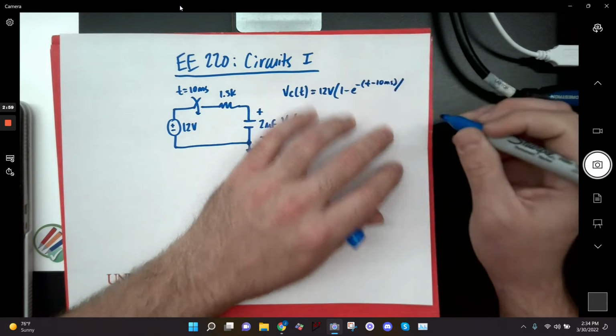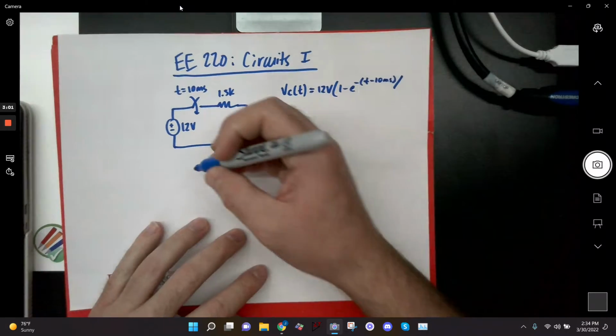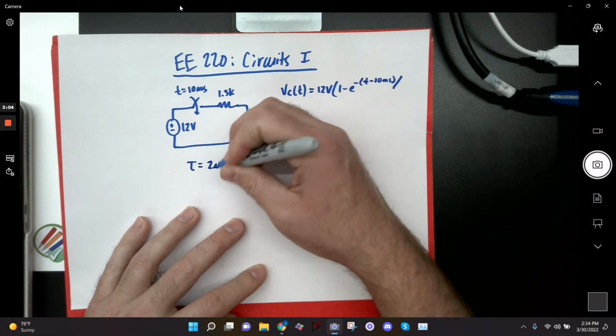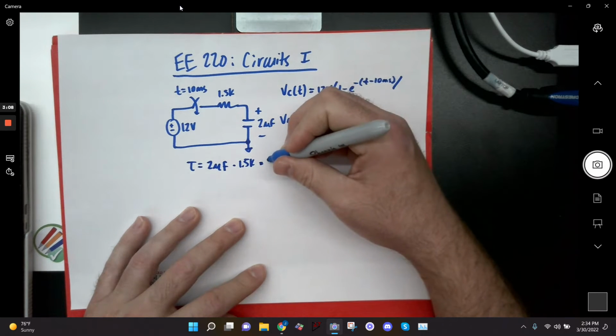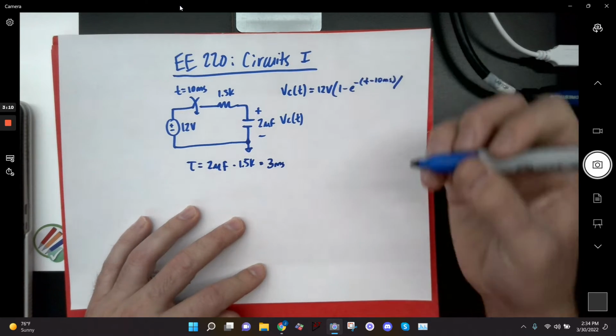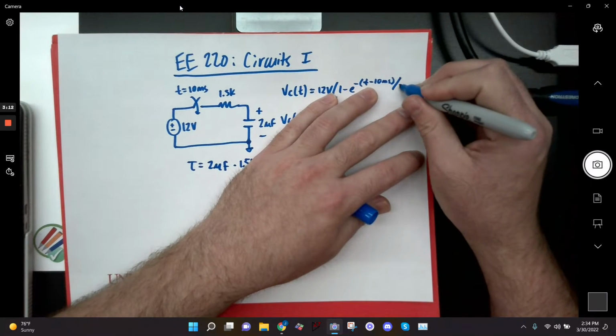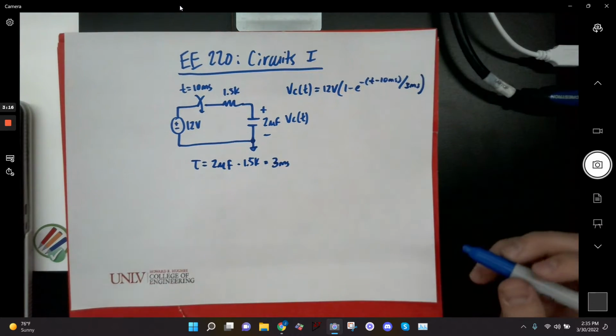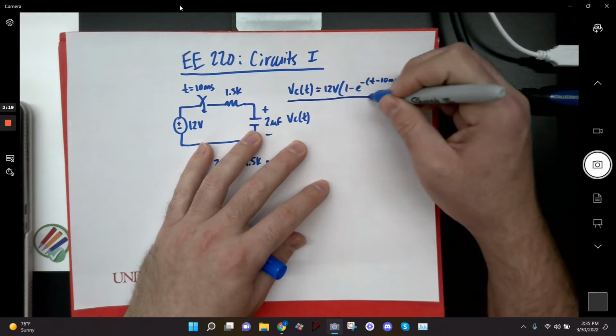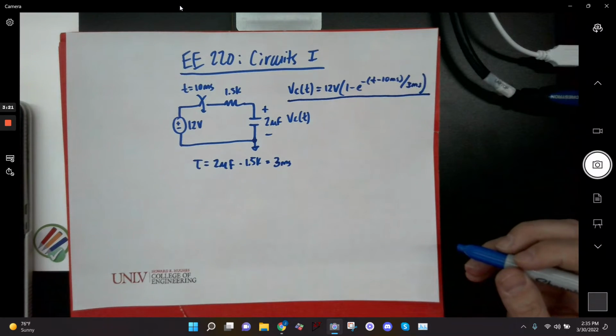And then that's going to be over tau. In this case, my tau is equal to 2 microfarads times 1.5 K. So basically 3 milliseconds, right? So I would put 3 milliseconds. And that would be the equation for when it's charging. Everybody's fine with that?